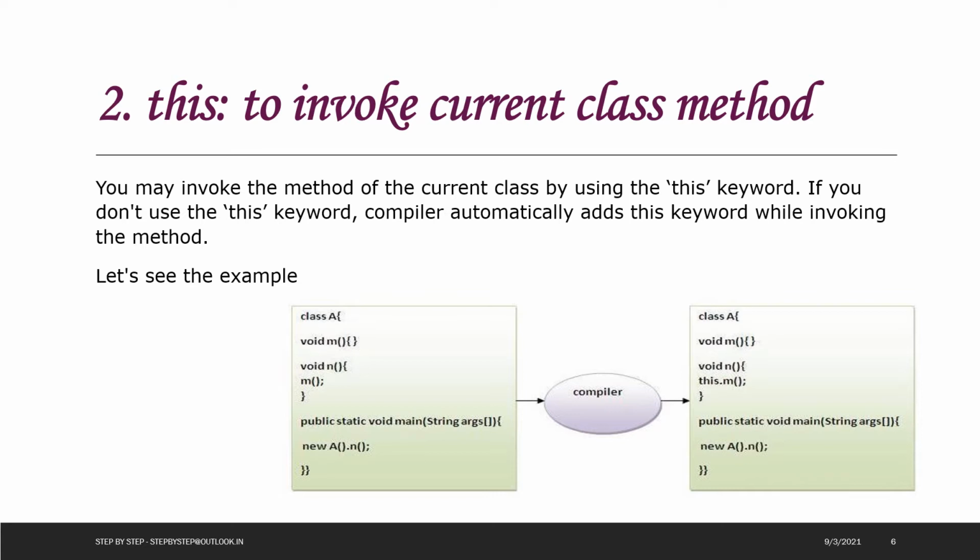So this to invoke the current class method. You may invoke the method of the current class by using this keyword. If you don't use this keyword, the compiler automatically adds this keyword while invoking the method. So if you remember, we have written in a bracket implicitly. So that implicitly refers to this. Even if you don't write this dot method name, the compiler will add that this keyword by default. That's why we say that the class method will be invoked implicitly by this keyword.